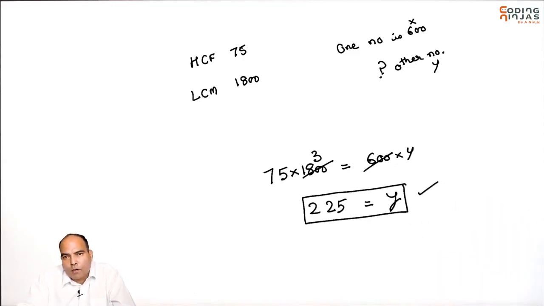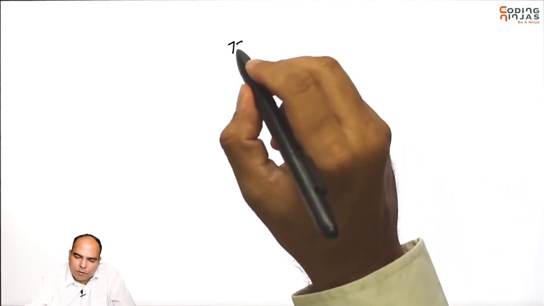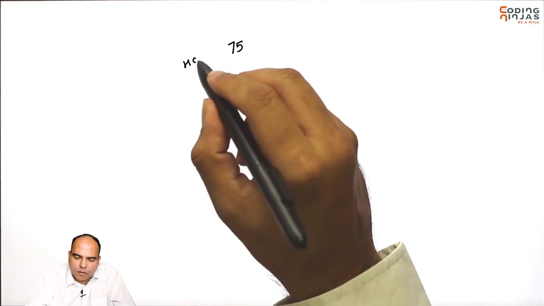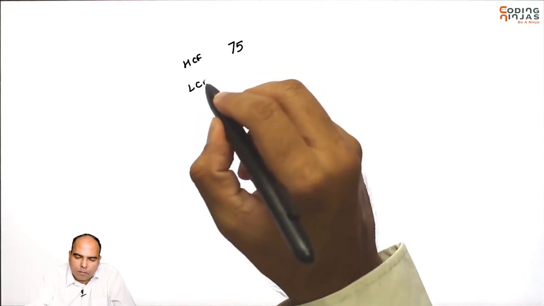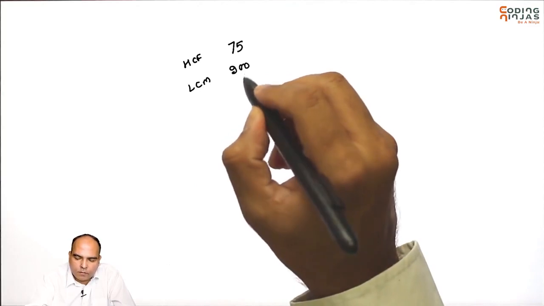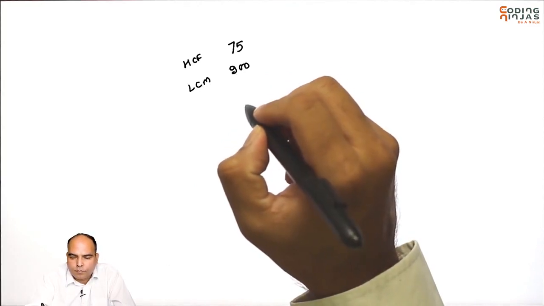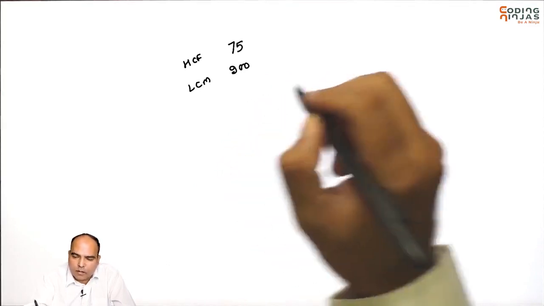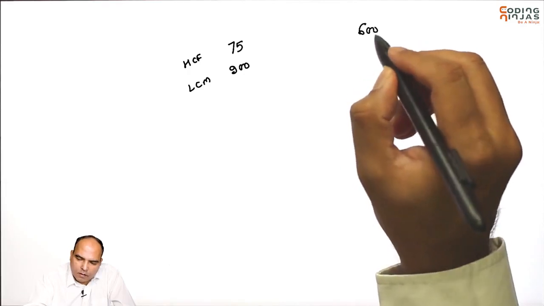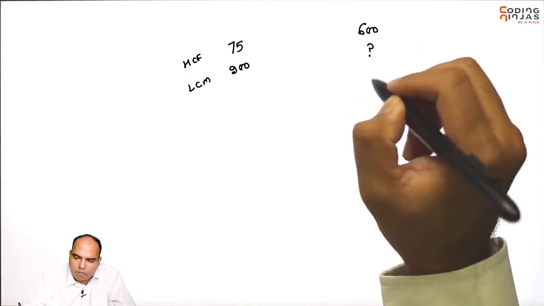But be careful of a trap in this question. What is the trap? Let me show you. Same question. The HCF of two numbers is 75 and the LCM of the numbers is 900. If one number is 600, what is the other number?